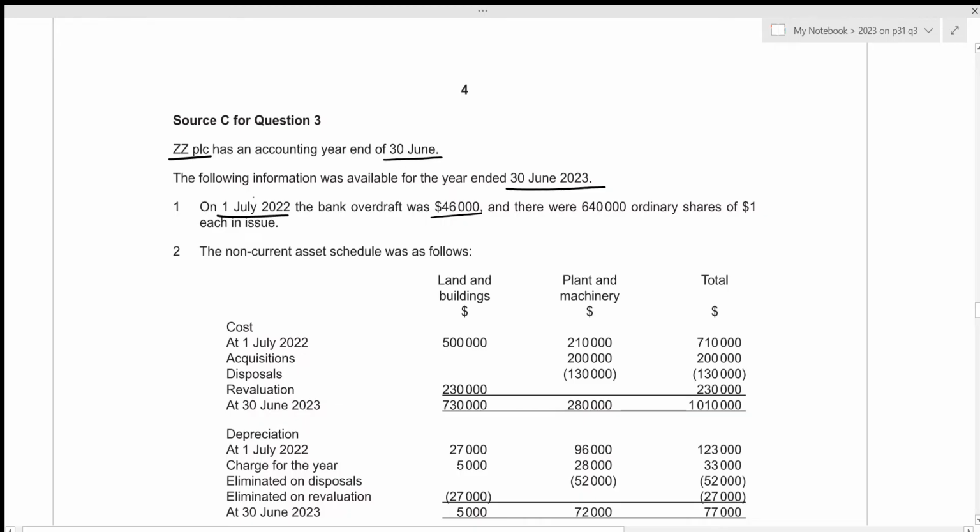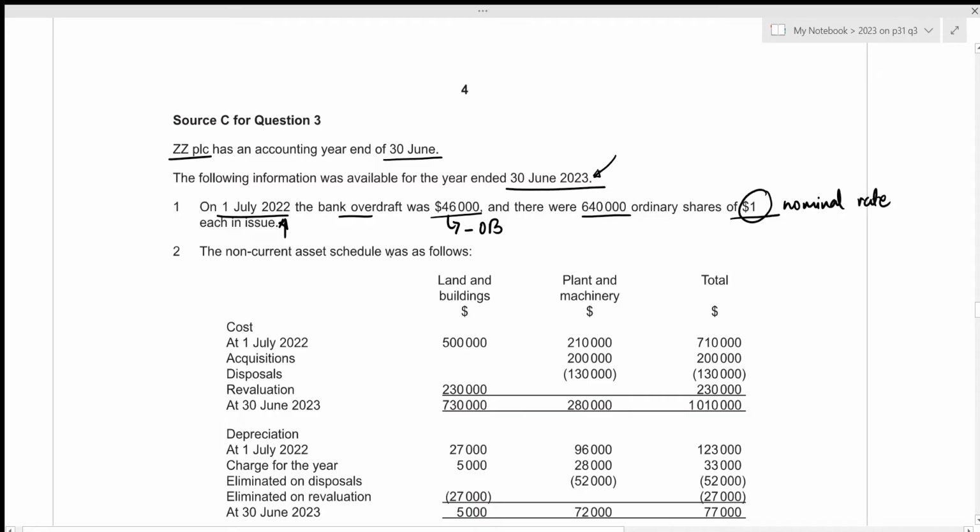The very first thing that we have is the bank overdraft of 46,000 at the date of 1st July 2022. And we already know that our closing date is 30 June 2023. So this is the opening date, which means that this is our opening balance of our cash and cash equivalents. And this is a bank overdraft, which means that this is a negative balance. And there were 640,000 ordinary shares of $1 each in issue. This is our nominal rate.